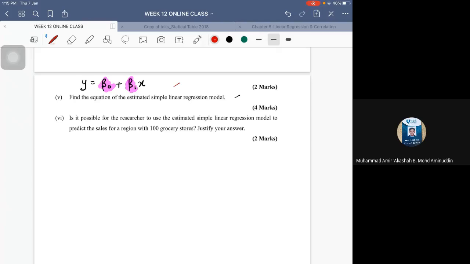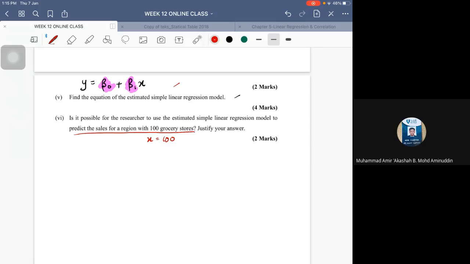So is it possible that we are going to use the same model to predict the sale of a region with 100 grocery stores? So basically, our x is equal to 100. So is our model applicable when we have x equal 100? How do you know whether this is going to be a yes or no? This will be the same idea as the population just now, remember? This particular model, we cannot apply it for people from a different population, from a different region.